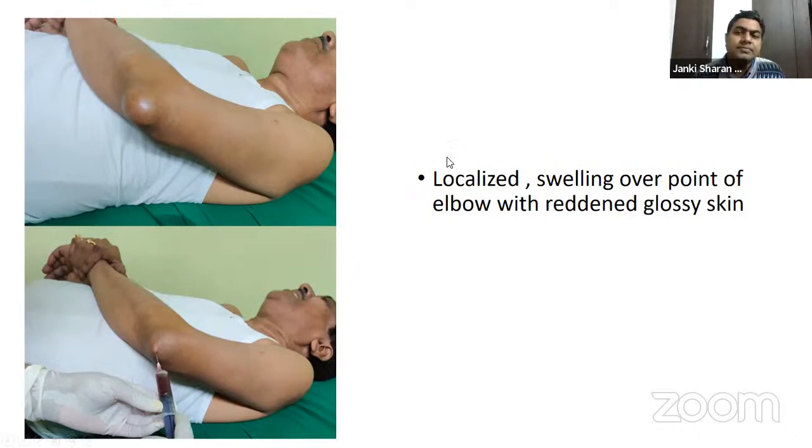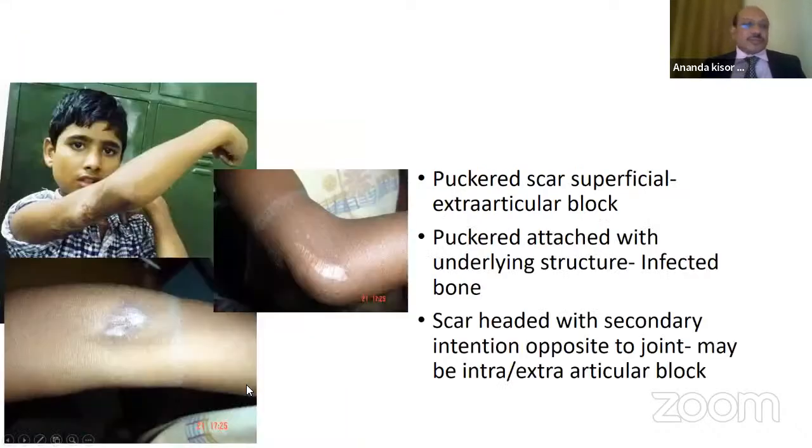So now there is another swelling. As you can see, a swelling around the olecranon, and there is a traumatic swelling. As you can see here, this patient shows some blood coming out. Now there are several scars, so how do we classify the scar? This is the scar, as you can see here. This is a puckered scar, which is superficial and not deep.